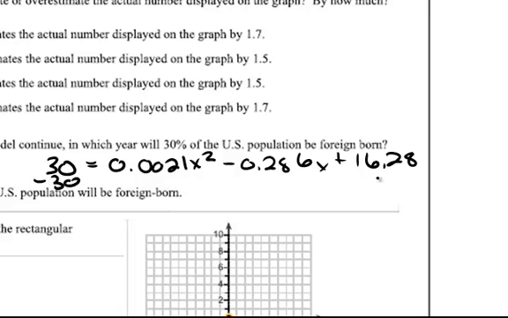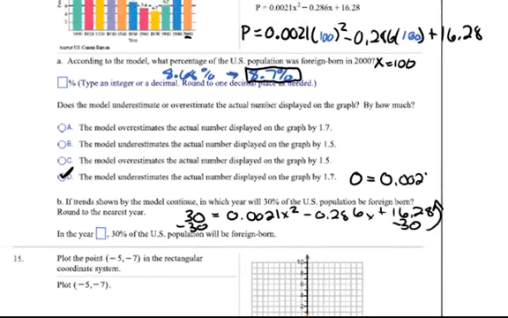We're going to move the 30 over because we want to have 0 on one side, so subtract 30 from both sides. And we are going to have, and I ran out of room, so I'm going to go right up here, 0 equals 0.0021x squared minus 0.286x minus 13.72.